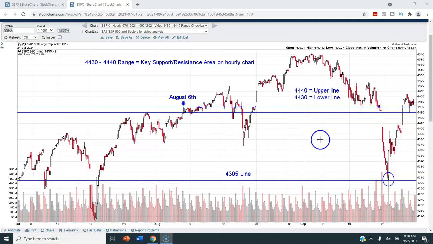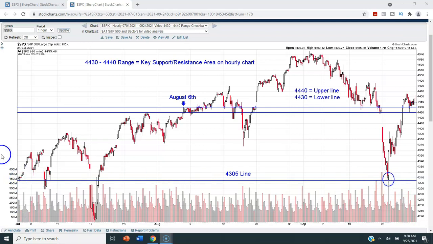And what we can see here is this past week, we pulled right down to this 4305 line and stopped just short of it, okay? And you can see that that was the tail of the candle right there in that circle where my cursor is moving. We pulled right down and stopped just short of that 4305 line. Now, what's important about that is when we go to the left, that takes us back to the first trading day of July. So in other words, we have round tripped, right?